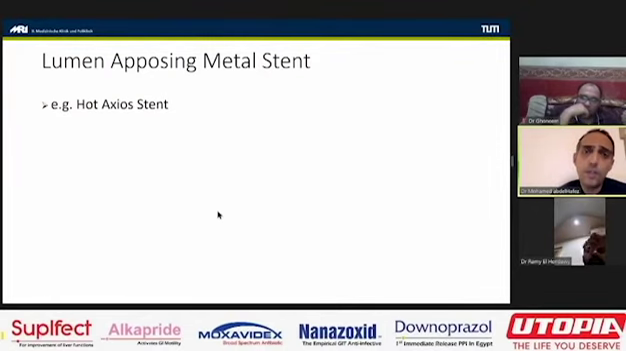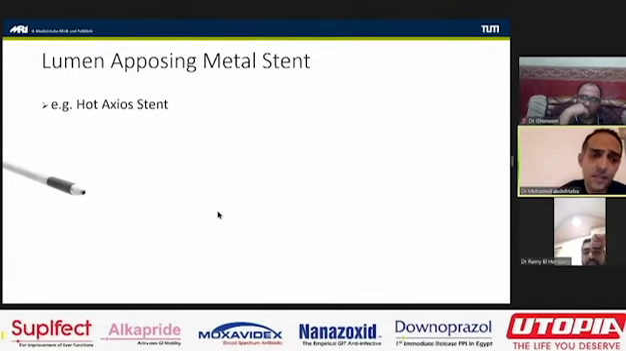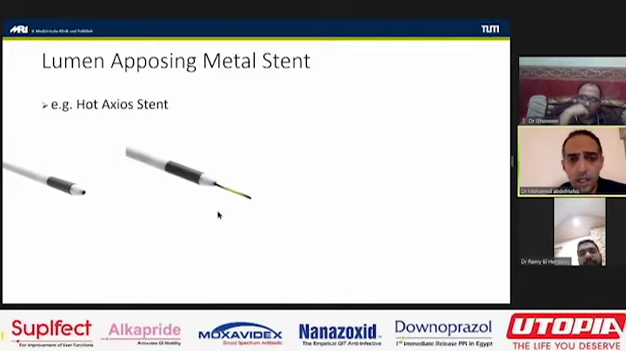Nowadays, we have these lumen opposing metal stents. For example, the hot axial stents. There are many stents coming now in the market. It is a stent that has on its tip a cutting ring or a ring needle through which you can cut the mucosa and the whole wall of the stomach and come inside the cavity, through which you can put also a wire after you puncture, and then you deploy it from this side.